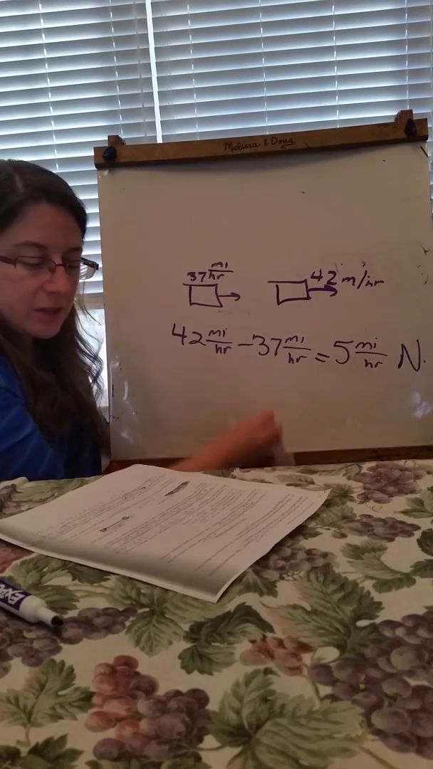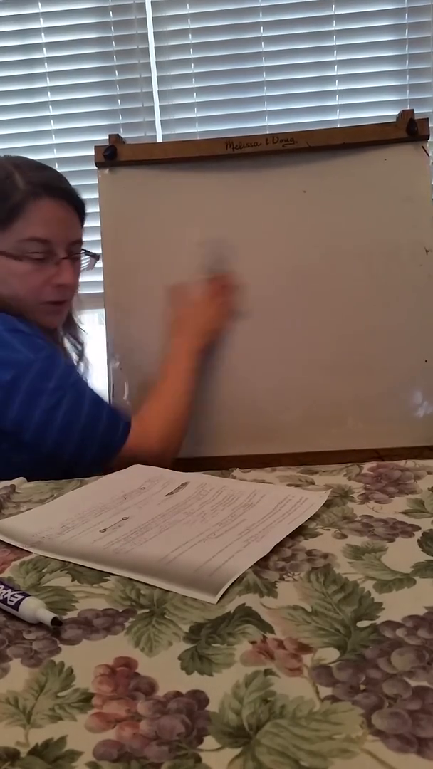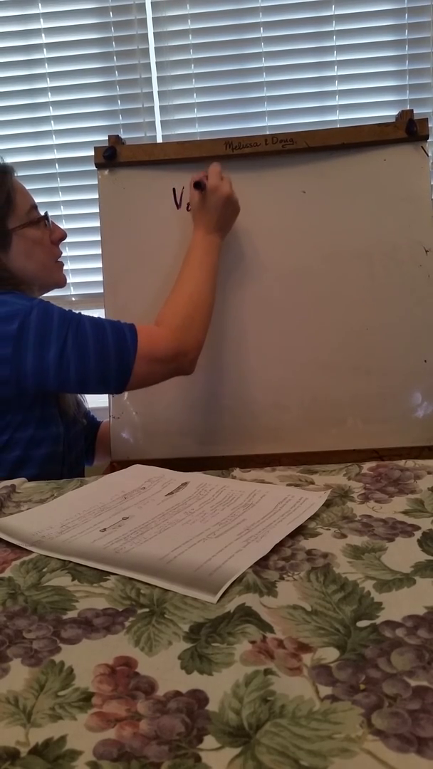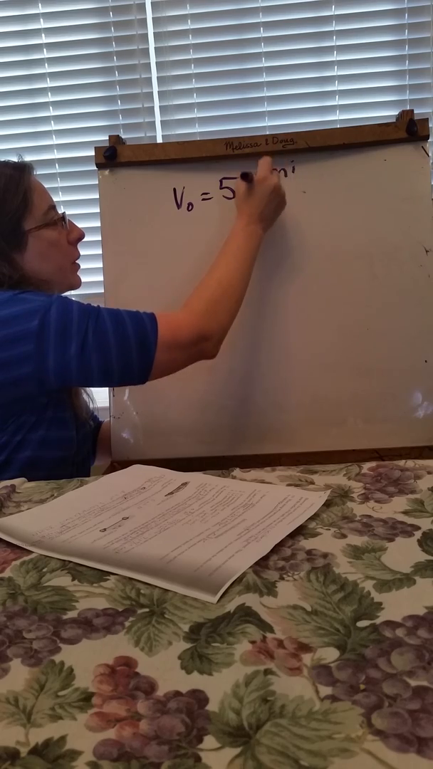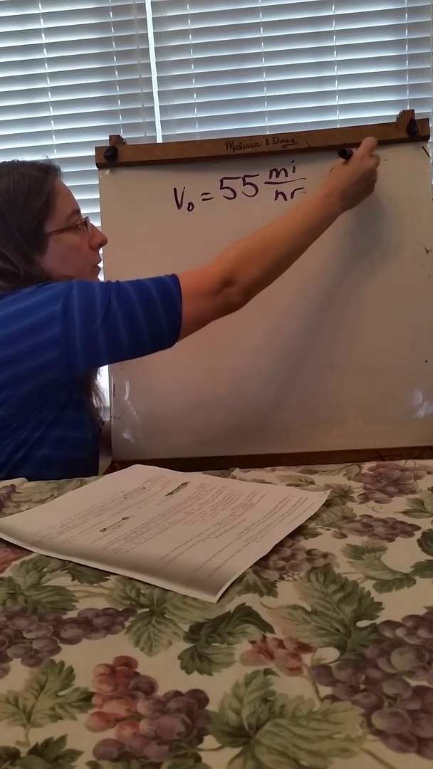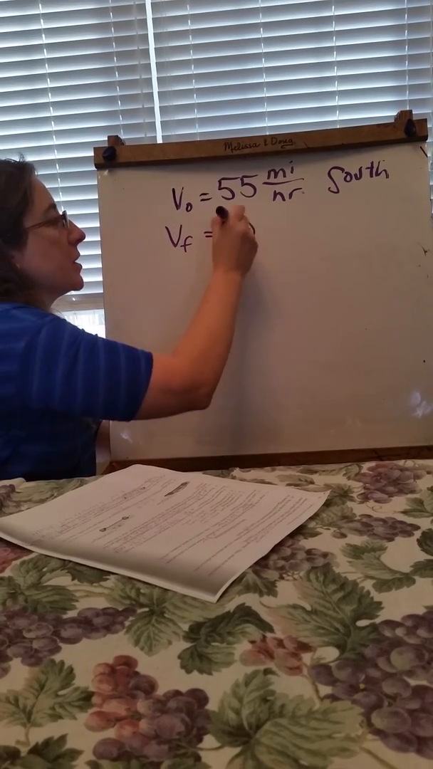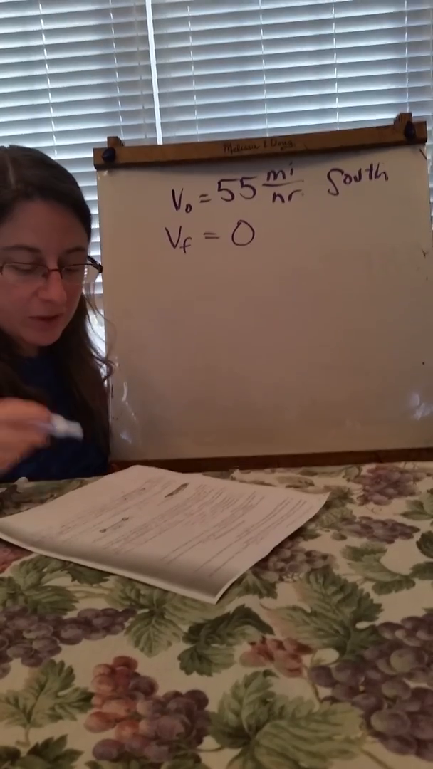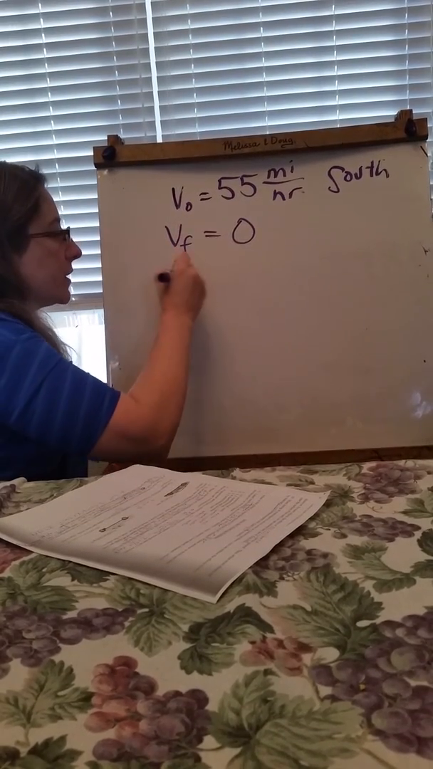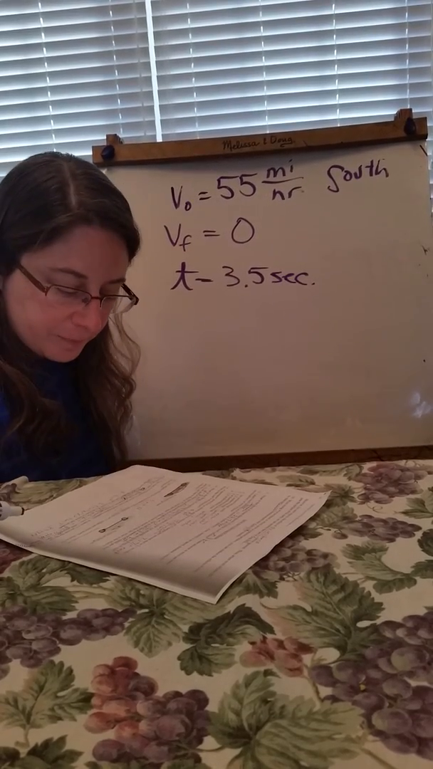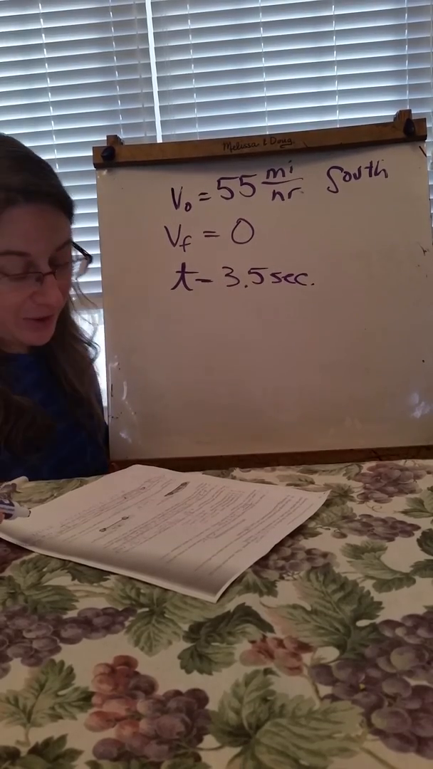Number 17, a car is traveling 55 miles per hour south. It brakes suddenly, and it takes 3.5 seconds for the car to come to a full stop. All right, so initial velocity is 55 miles per hour south. Now we do know also final velocity, even though it doesn't say it's 0, because it comes to a stop. So don't be fooled and think you don't have enough information. It takes 3.5 seconds for the car to come to a stop. What is acceleration in miles per hour squared?